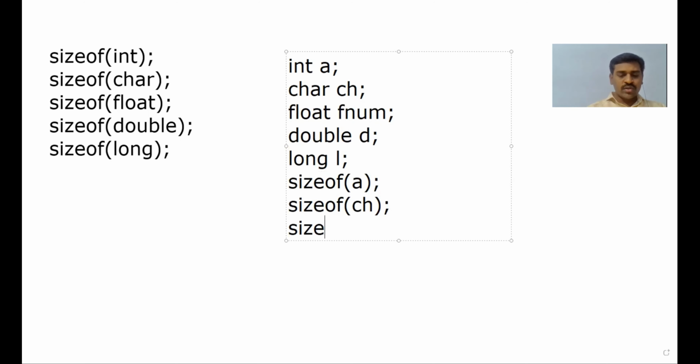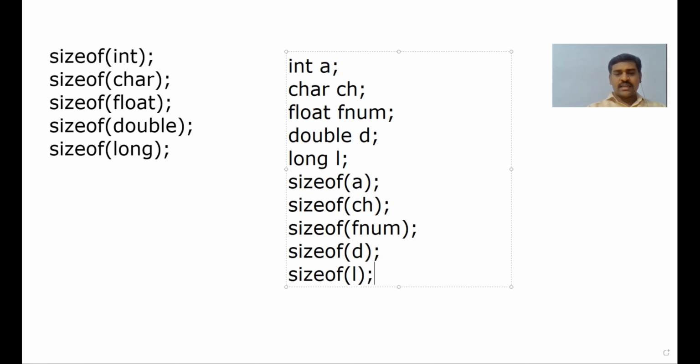I want to find out the size of the floating point number, fnum, and the size of the next one, double. What is the variable name? D. What is the next one? Size of long. What is the variable name? L. So we can use the data type, or we can use the variable in the syntax of the sizeof operator.